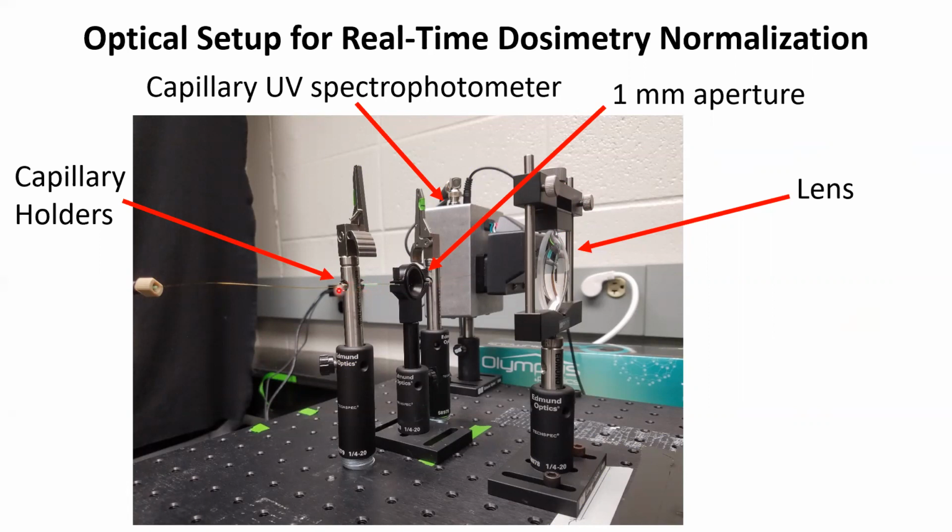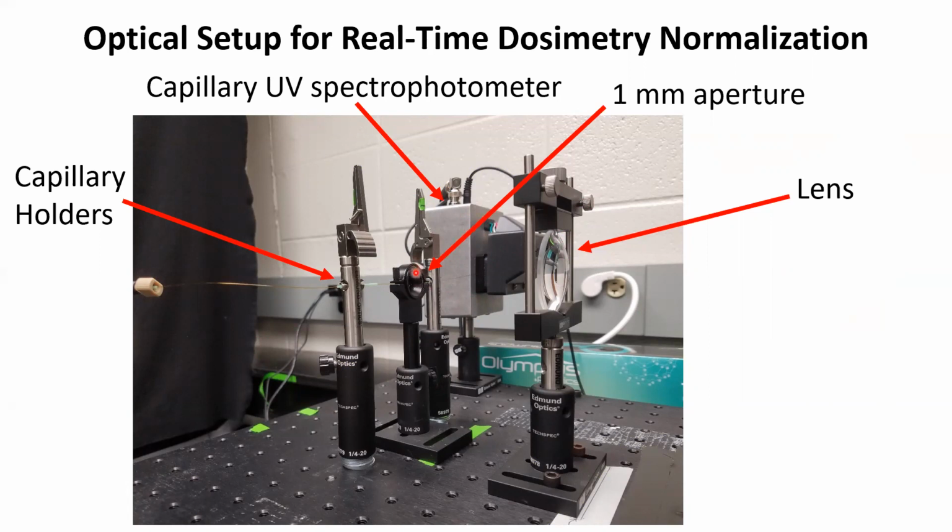So to do that, we have these compression sleeves inside of these stainless steel fittings screwed into the capillary holders. These gently pinch the capillary and hold it in place firmly, in the path of the beam, between these two capillary holders. Once it leaves the capillary holder, here we have our capillary UV spectrophotometer that measures our adenine absorbance, and I'll talk more about that in the next slide.